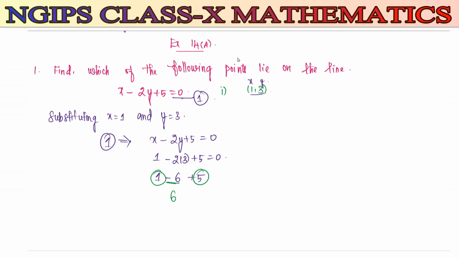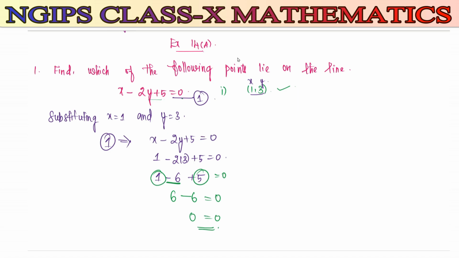We have here minus 6. So minus 6, you will get the right hand side as 0. So we can write here 0 is equal to 0. So this particular point lies on this equation. Previously I have told that any point which satisfies the equation of the line lies on that particular line. Now this particular point lies on the equation.